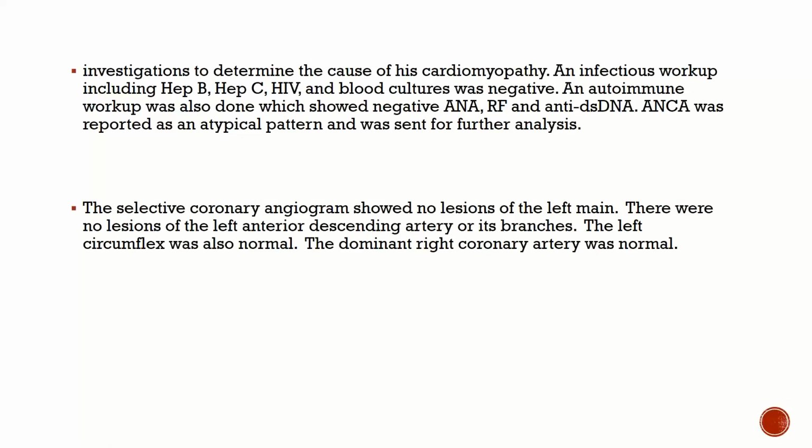The investigation to determine the cause of his cardiomyopathy included an infectious workup, including PCR, HIV, and blood cultures, all within normal limits, negative. An autoimmune workup also was done, showing negative ANA, rheumatoid factor, and anti-double strand DNA. ANCA was reported as an atypical pattern and was sent for further analysis. He had a coronary angiogram which showed no lesion in the left main, no lesion in the LAD or other vessels. So normal coronary angio.